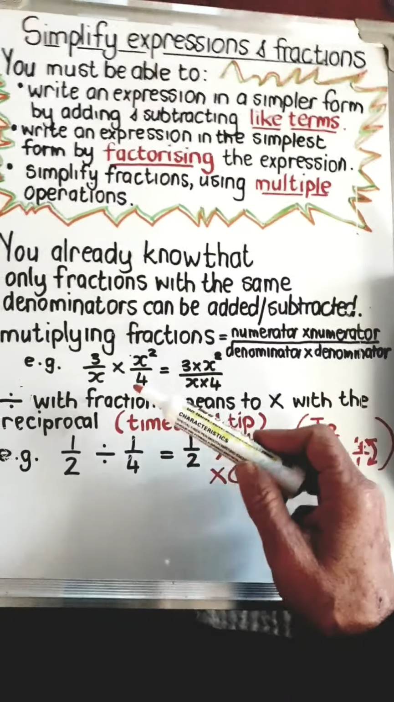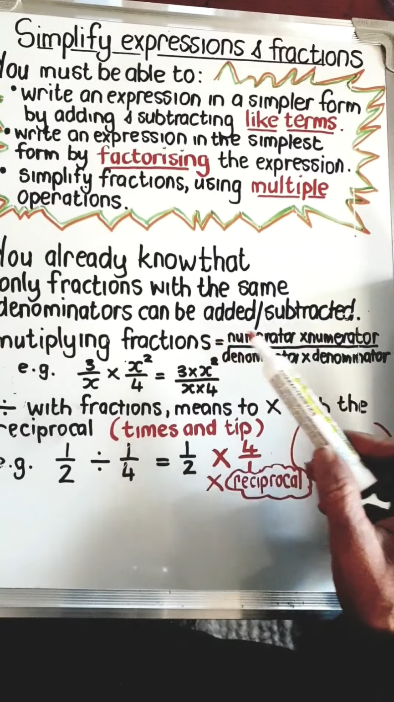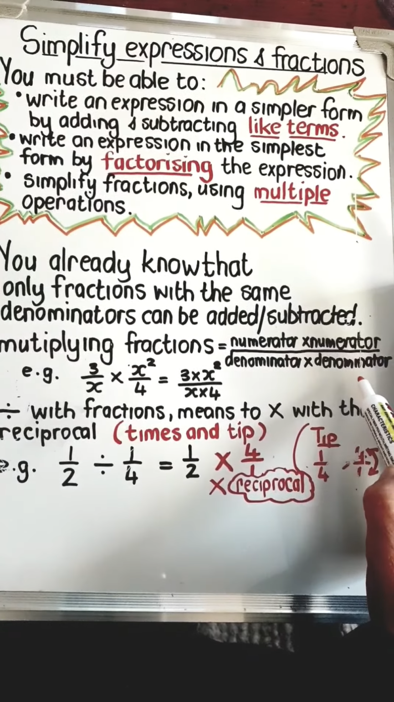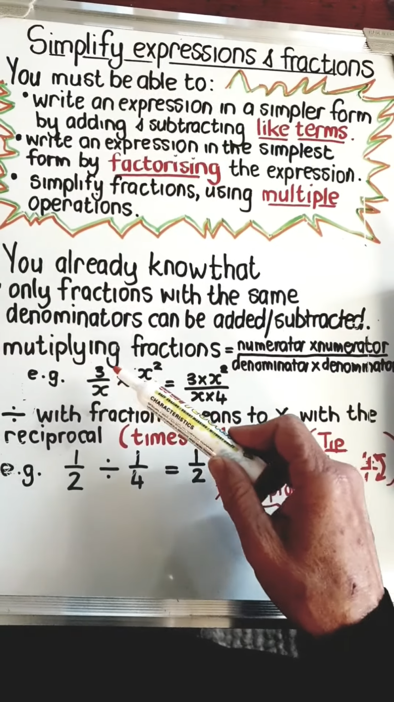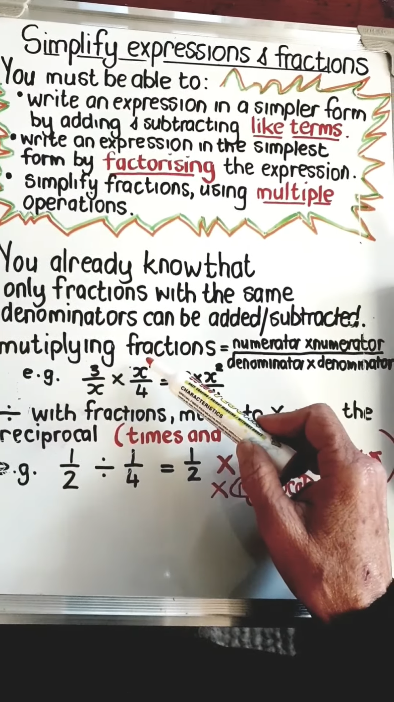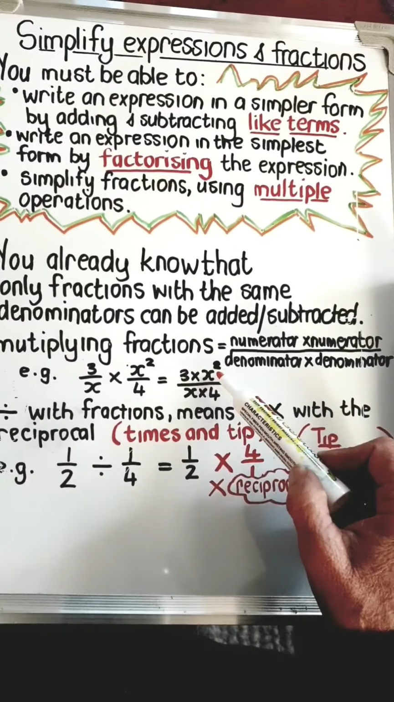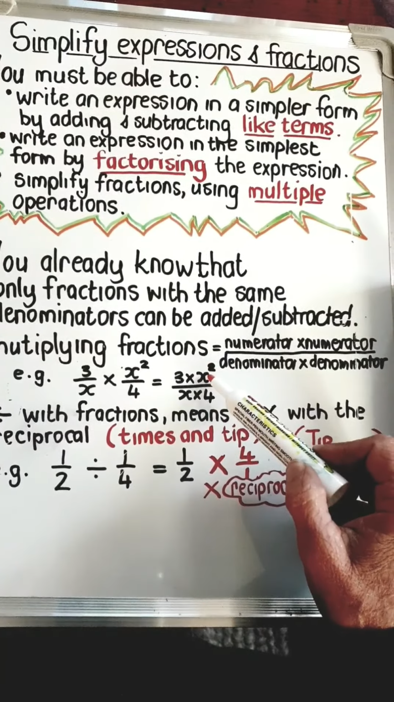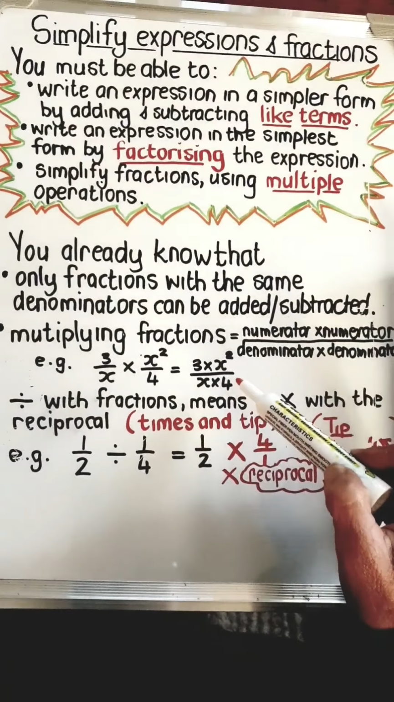You also know how to multiply fractions. When we multiply fractions, we multiply numerator with numerator, denominator with denominator. An example: if I have 3 over x times x squared over 4, I'm going to multiply 3 with x squared and x with 4. Numerator times numerator, denominator times denominator.